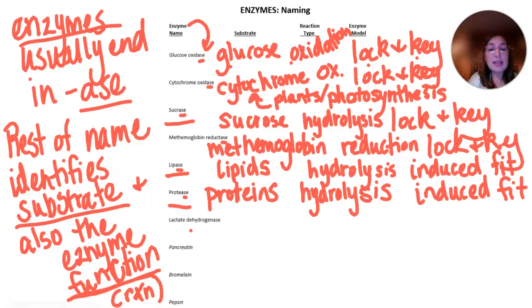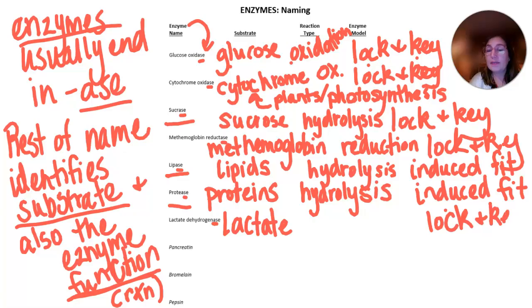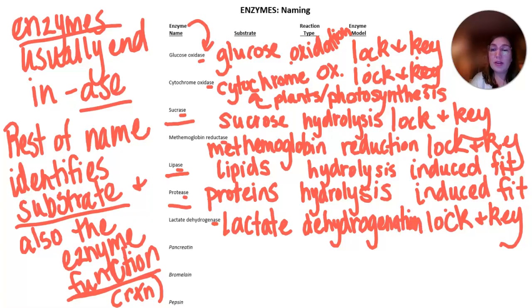Okay, we've got lactate dehydrogenase. Okay, so we've got our ASE ending. And then this is going to act on the substrate lactate. That's really specific, so that one will be lock and key. And much like it sounds, this is for something called dehydrogenation. We learned about hydrogenation, where you could add hydrogen across, say, double bonds. So dehydrogenation is going to be the opposite. It's going to actually be loss of hydrogens.